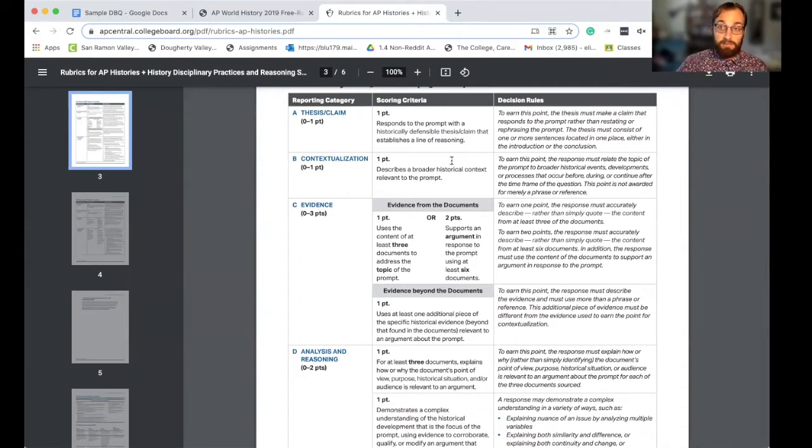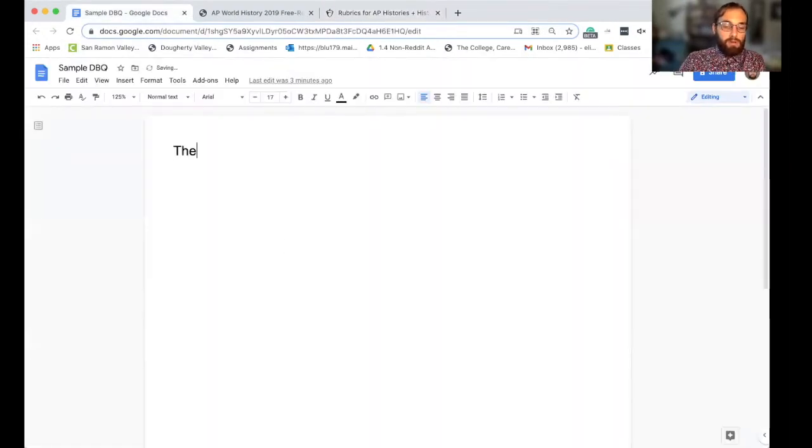Now, ideally, you would like to do that. You would want to do that. However, it's not strictly required, right? You can write a claim that has nothing to do with the documents. And so that's what we're going to do. So the first thing we'd want to do is to write a thesis. So I'm going to go here. Thesis needs to respond to the prompt.